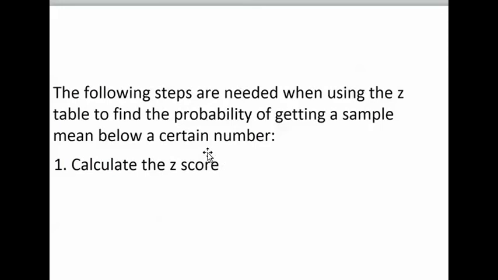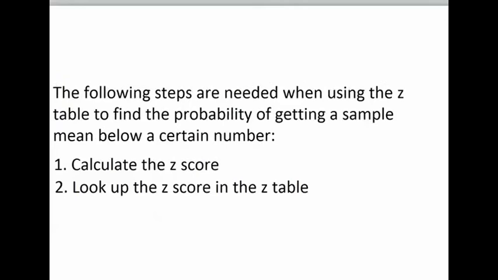First, you need to calculate the z-score of the sample, which I showed you how to do earlier. And then you go to a table called the z-table, and you look up the z-score in the z-table. Once you look up the z-score, you get the answer that you're looking for. You get the probability.